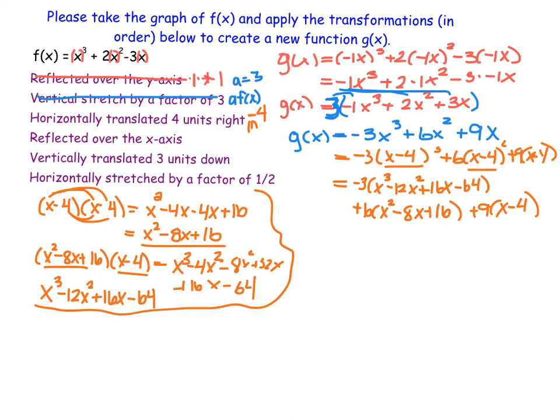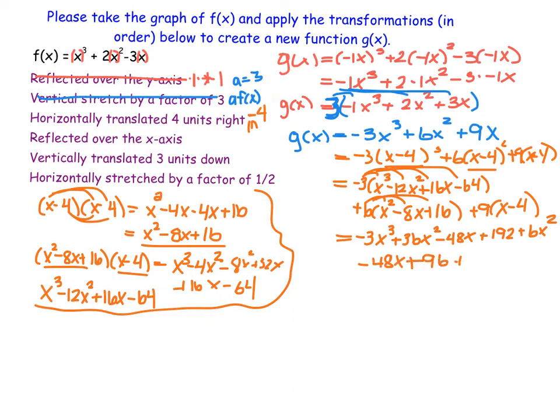Now if I just distribute all of my coefficients, so I distribute the negative 3 here to start, I end up with negative 3x cubed plus 36x squared minus 48x plus 192. Then if I distribute out the 6, I end up with plus 6x squared minus 48x plus 96, and then plus 9x minus 36.